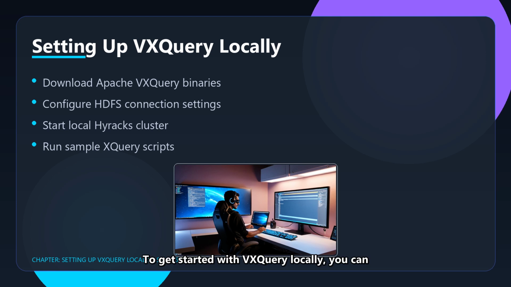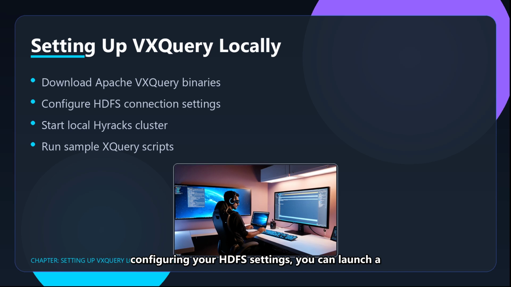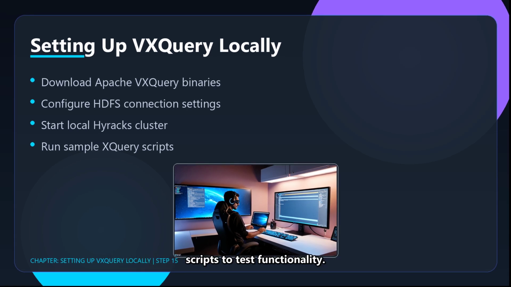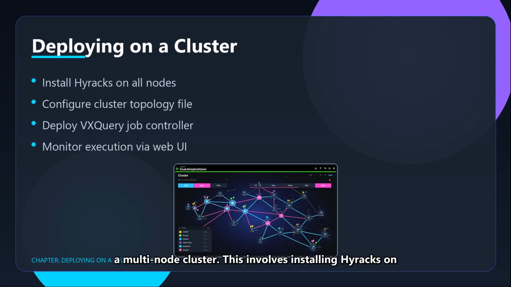To get started with VXQuery locally, you can download the binaries from the Apache website. After configuring your HDFS settings, you can launch a local Hyracks cluster and begin executing sample XQuery scripts to test functionality. For production use, VXQuery can be deployed across a multi-node cluster.